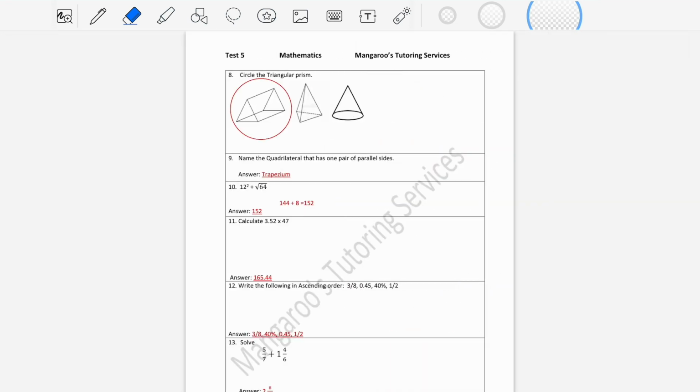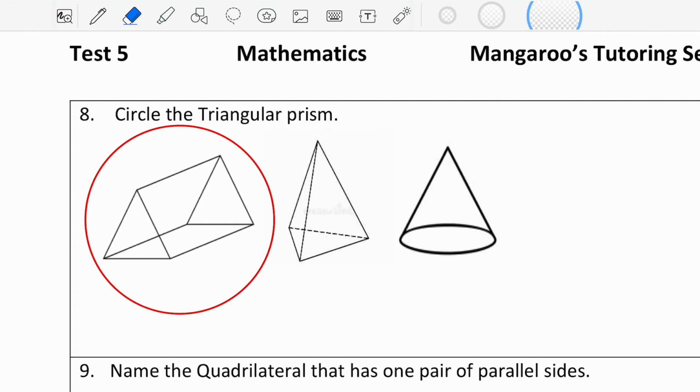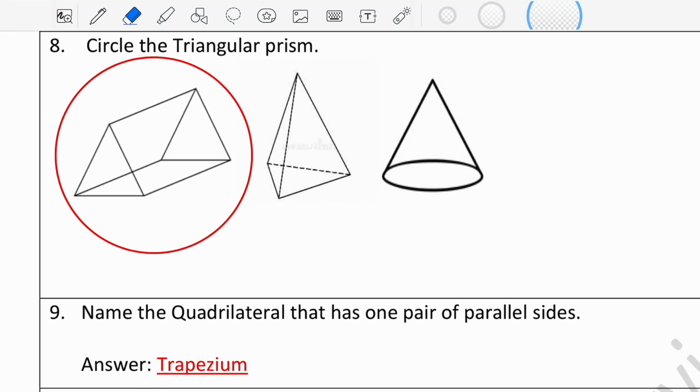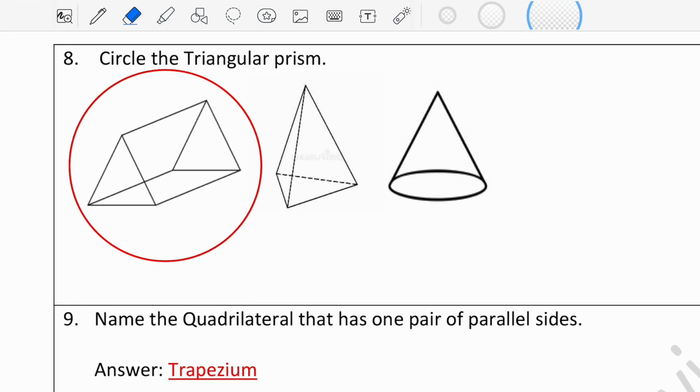Number 8. Circle a triangular prism. Number 9. Name the quadrilateral that has one pair of parallel sides. Number 10.